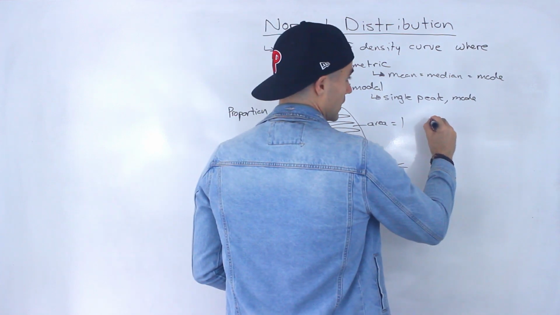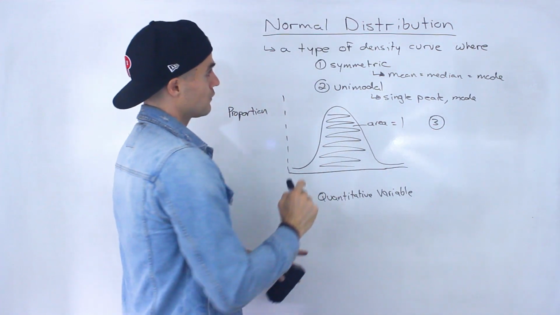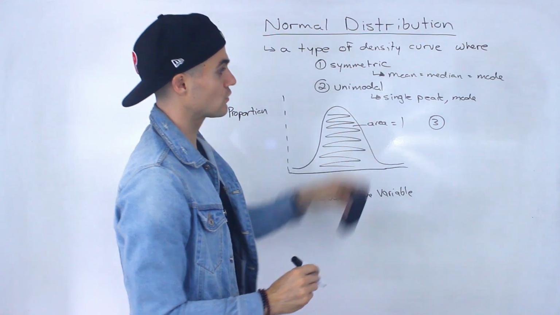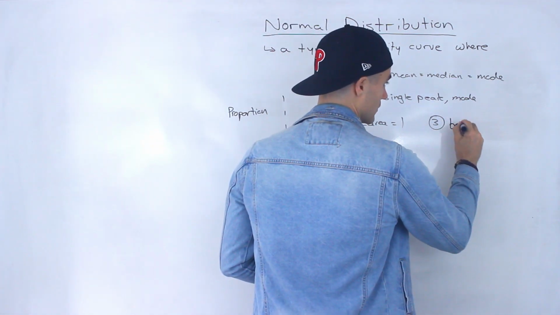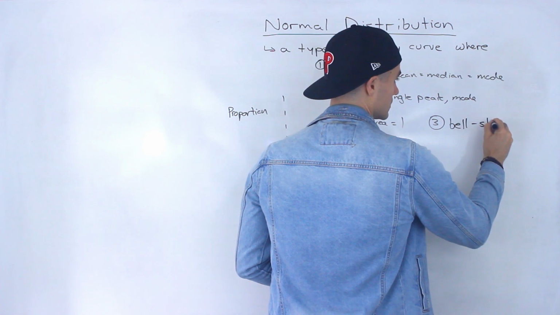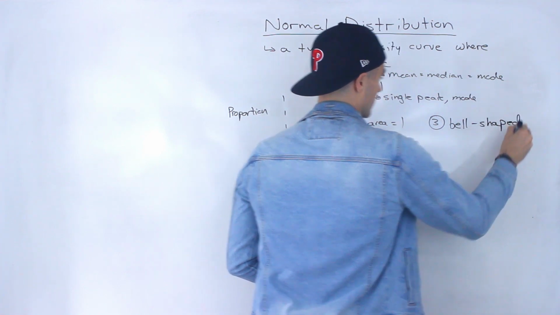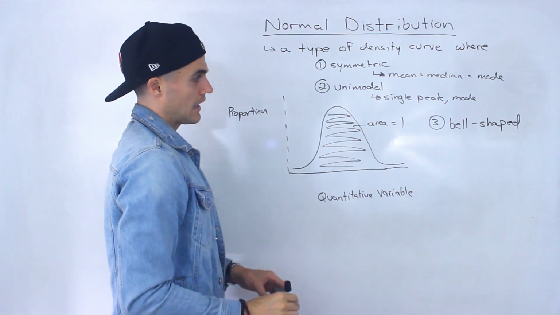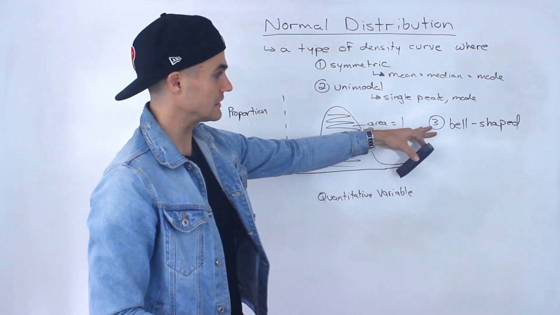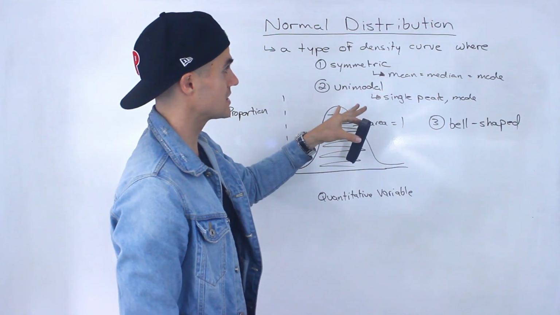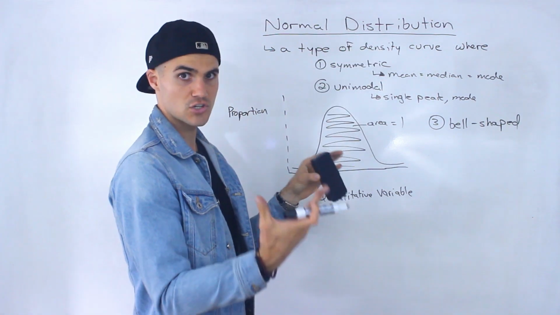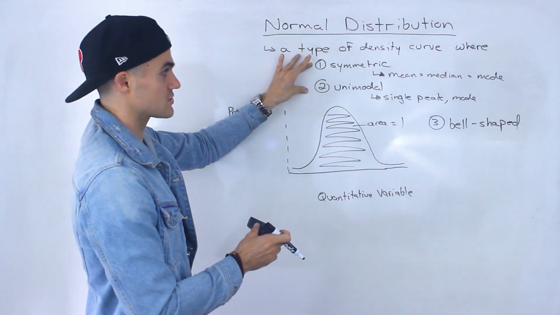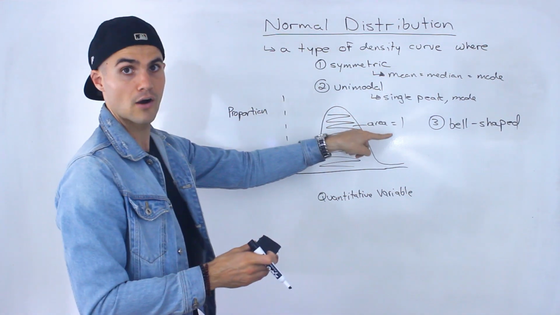And then number 3, the third characteristic of a normal distribution is that it is bell-shaped. So notice that this here has sort of a bell shape. And the reason why this specifically has to be mentioned for a normal distribution is because there are other distributions that fit these 2 characteristics. They're symmetrical and unimodal, but they are not bell-shaped.